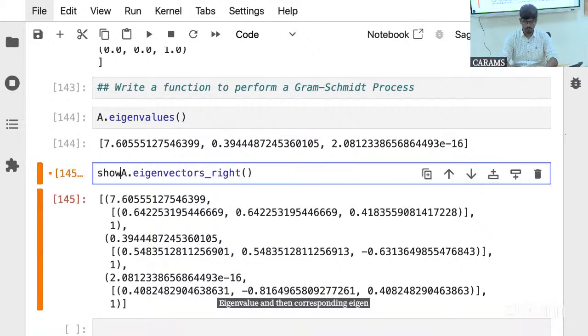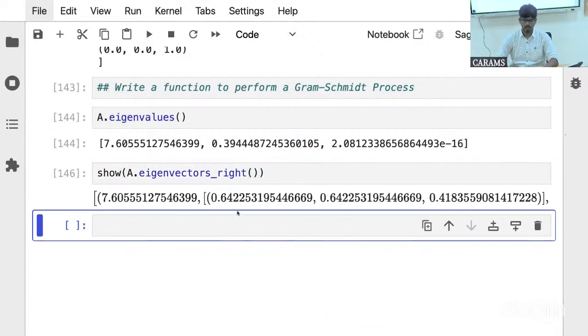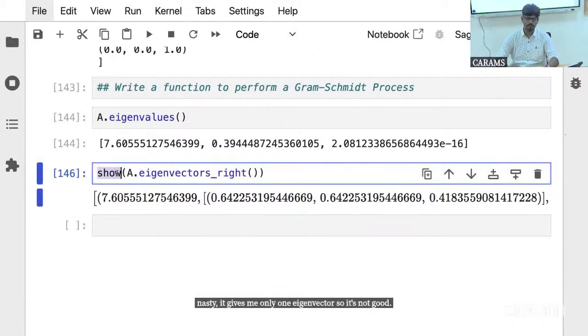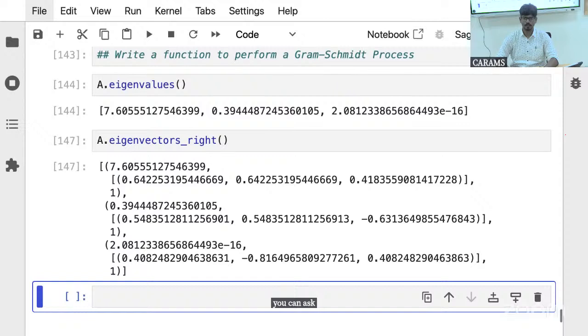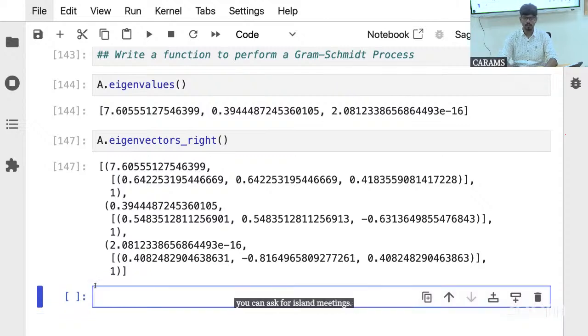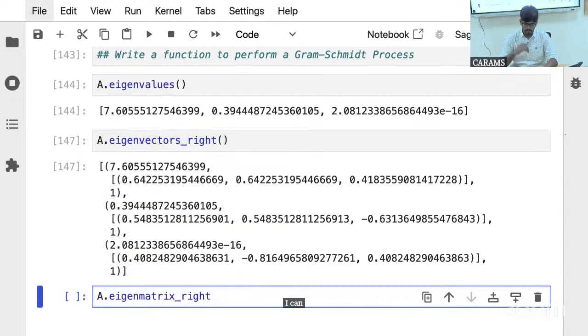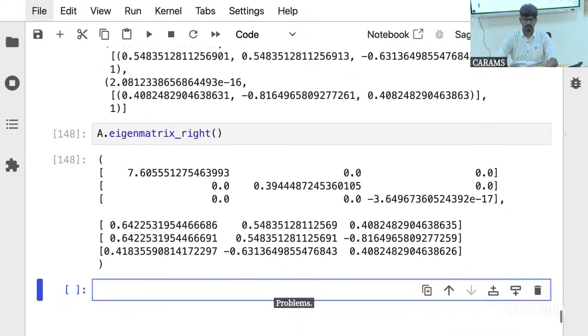I don't know whether the show method will work on this or not. Let me check. That works, but it's pretty nasty. It gives me only one eigenvector, so it's not good. You can ask for eigenmatrix. Then it shows the proper vector. Okay. The eigenvector, eigenmatrix, right? Each column is an eigenvector.